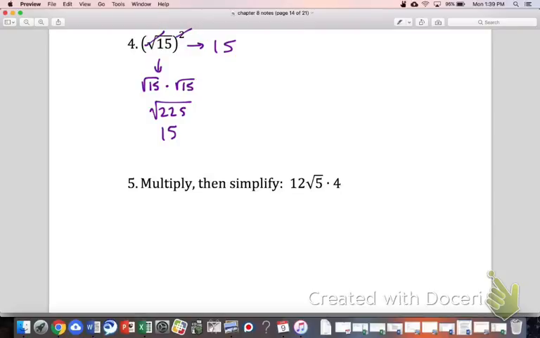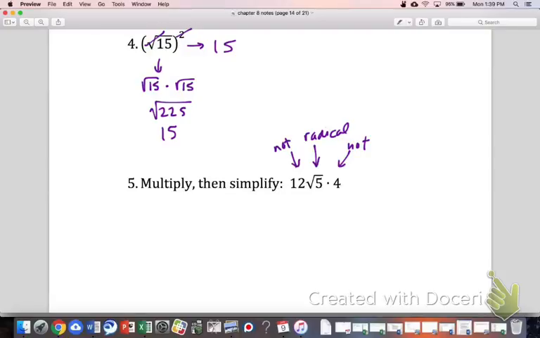Okay, fair enough. Then number 5 says multiply, then simplify. So what I want to do here is point out the nature of these numbers. This number right here, the square root of 5, is in a radical. And these two numbers are not in a radical, right? You've got a 12 times the square root of 5 times 4. So if you've got two factors that are in a radical, you can go ahead and multiply those together and leave them in a radical.